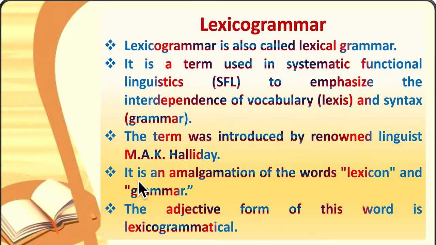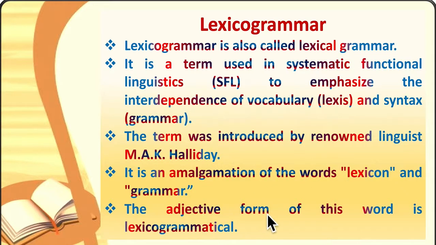Next, it is an amalgamation of the words lexicon and grammar. Amalgamation means a combination. It is a combination of the words lexicon and grammar, that is to say, vocabulary and grammar, that is to say, lexis and syntax.